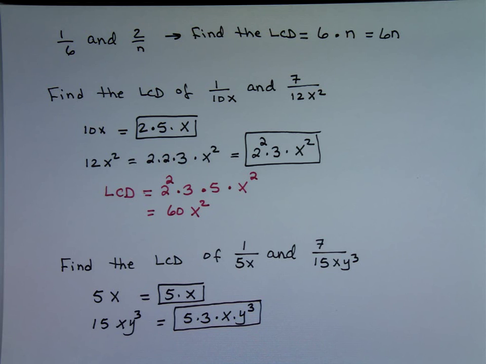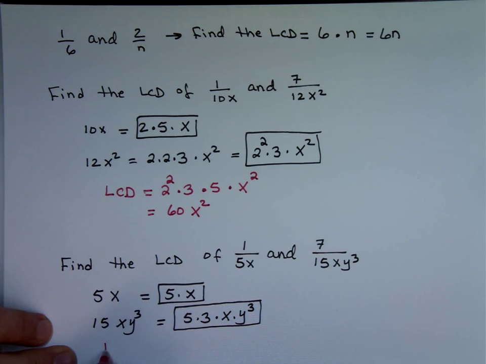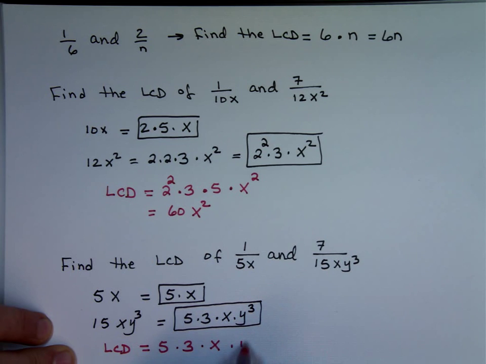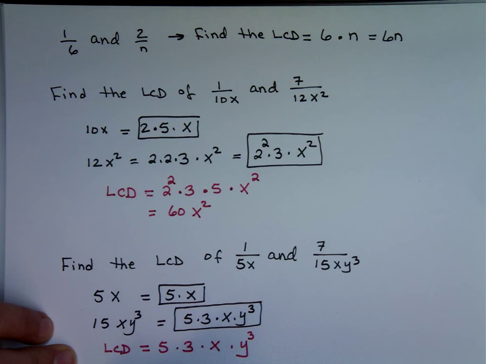My LCD is the multiplication of all the different factors, the 5, the 3, the x, the y, each raised to its highest power. The highest power of 5 is 1. Again, don't add the 2. You look at each box separately. The highest power of 3 is 1. The highest power of x is 1. The highest power of y is 3. So my LCD is 5 times 3 is 15xy to the third.